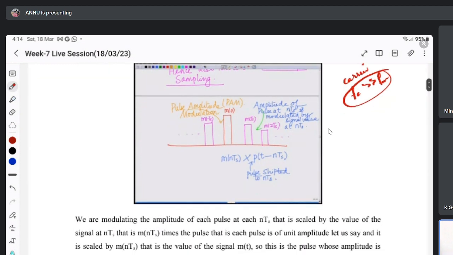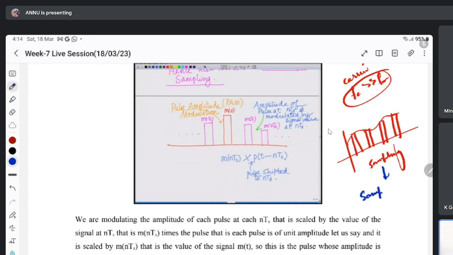The message signal will have this type of variation when it is multiplied with this. And the sampling is sometimes also called a sample and hold circuit, so please don't get confused between them, because we are doing sample for this period and then hold, then sample for this period, then hold, and again and again, so that we are getting samples.